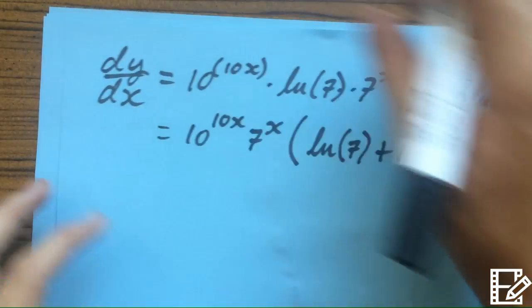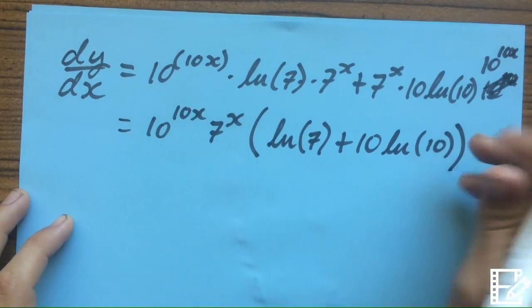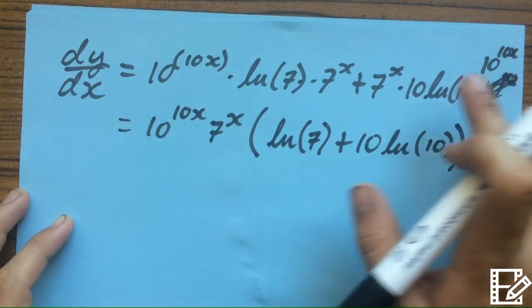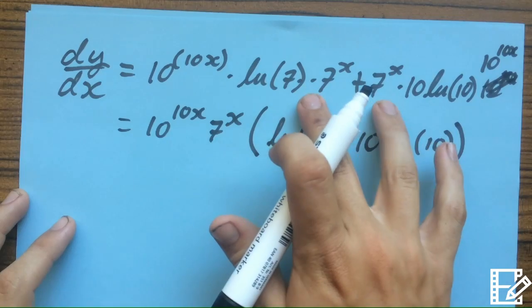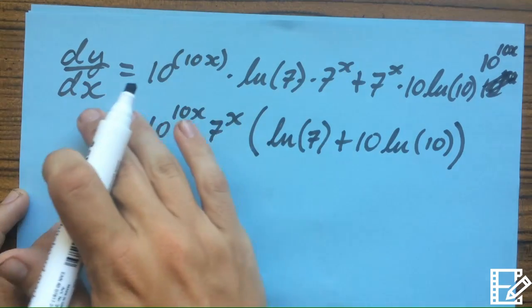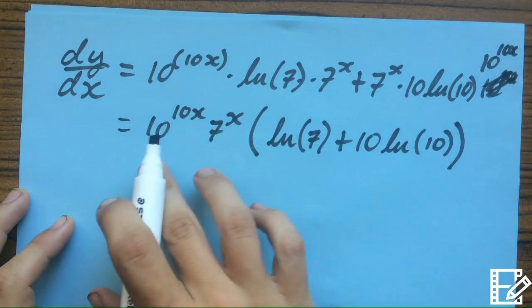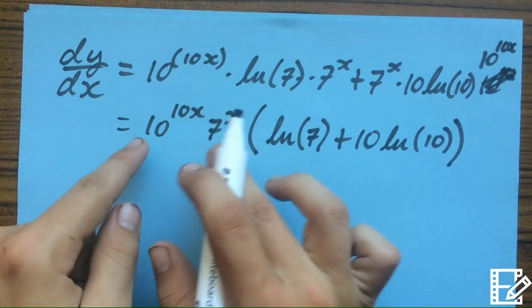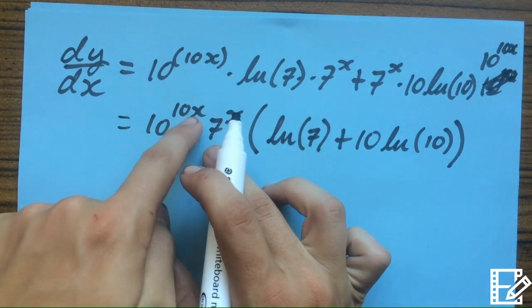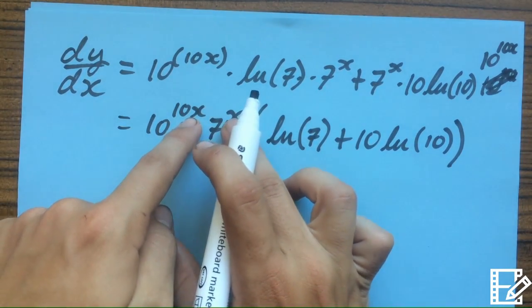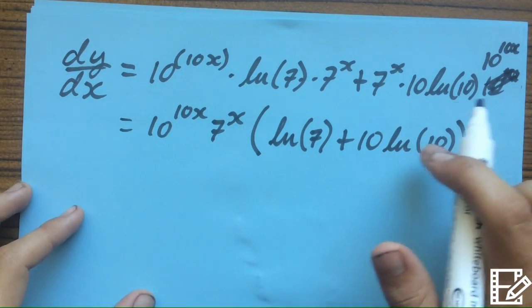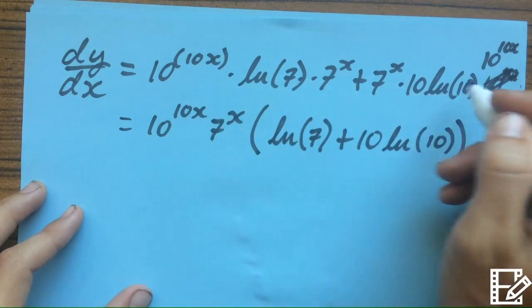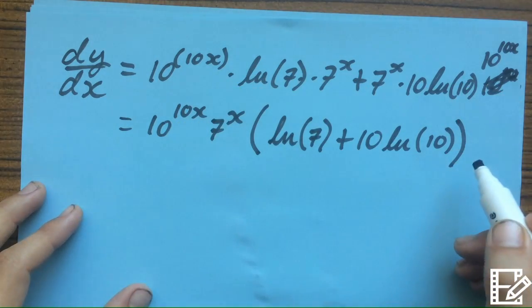Now all that I've done here is just brought the 10 to the power of 10x out of both sides and the 7 to the power of x out of both sides. So essentially, if we expand these brackets and we multiply both the 10 to the power of 10x and the 7 to the power of x to both that ln 7 and 10 ln 10, we will get this up here. This is just a neater way of writing it.